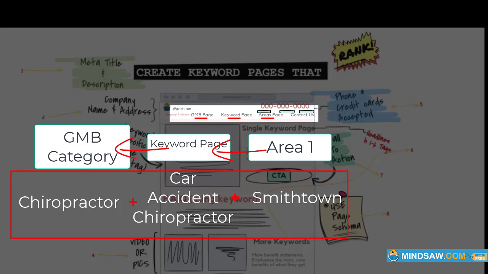So the areas we serve page, plus the keyword page, plus the GMB category, you link those 3 pages together, and it shows Google that in Smithtown, you provide chiropractic services for people in car accidents. That's all it is. Very simple.